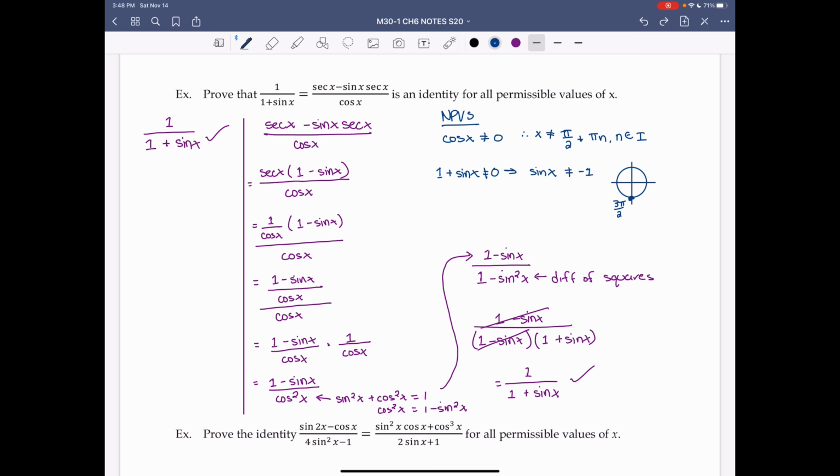And every time that we get back to that same position, so 3 pi over 2 plus 2 pi n, where n is an element of the integers. But if we notice, 3 pi over 2 would actually be part of this. So I don't actually need to write anything extra for sine not equal to -1.